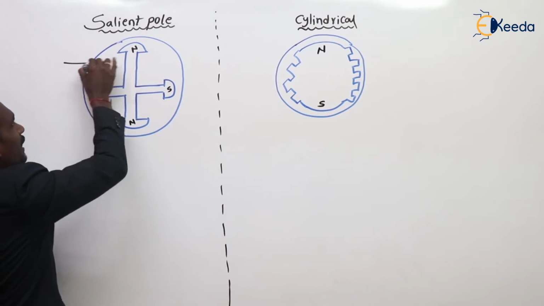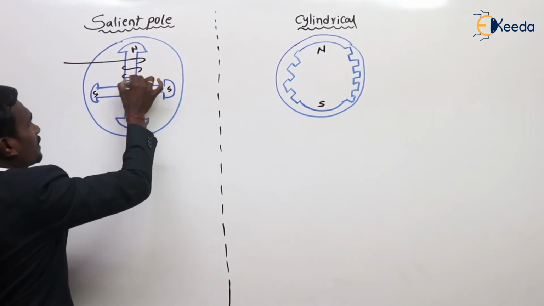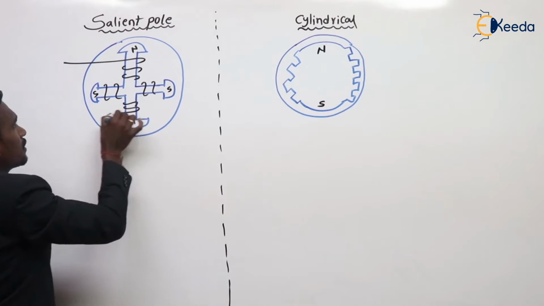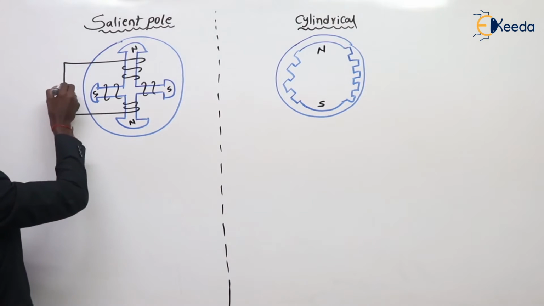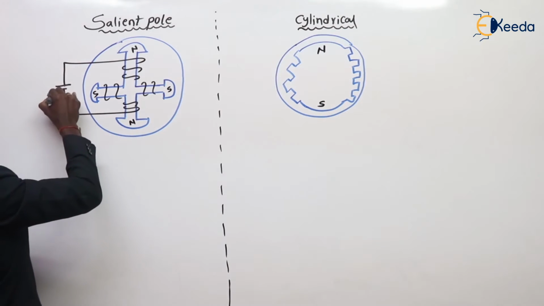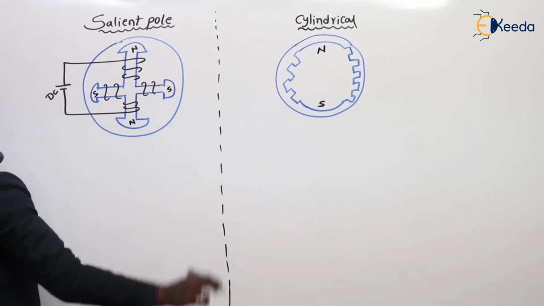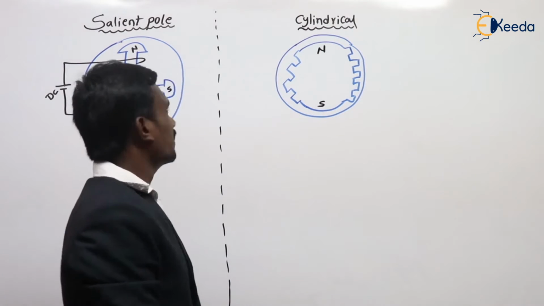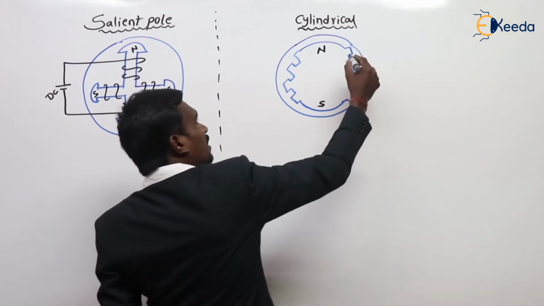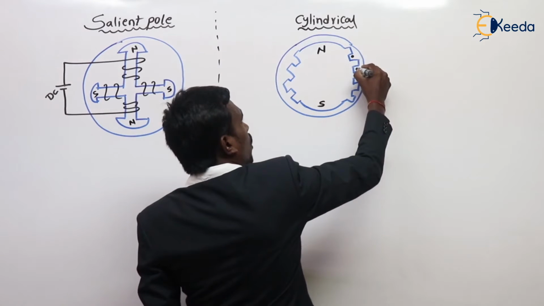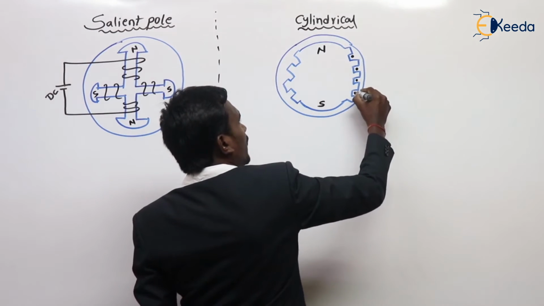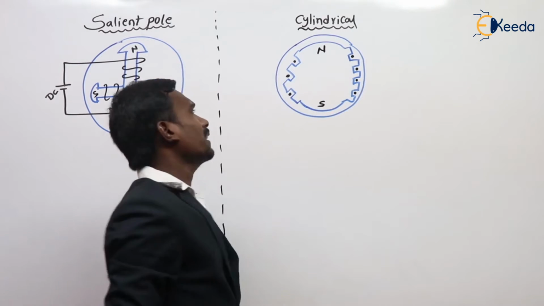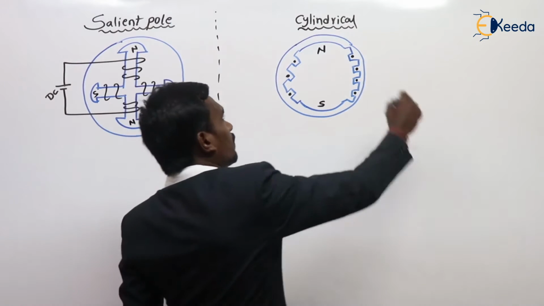And how is the winding here? The winding is here like this. This is the winding in salient pole type. This winding is called field winding. The field winding is excited by DC supply. And here the rotor outer periphery is slotted for winding. We know that. And these are the windings of my cylindrical machine.